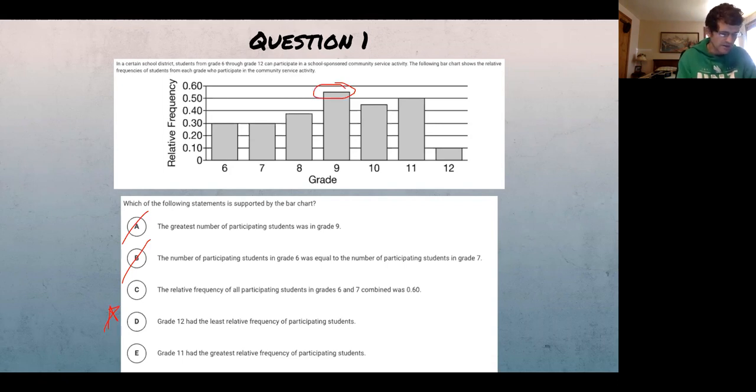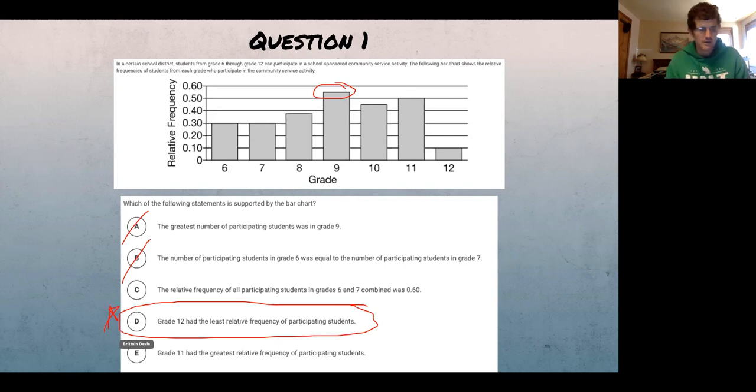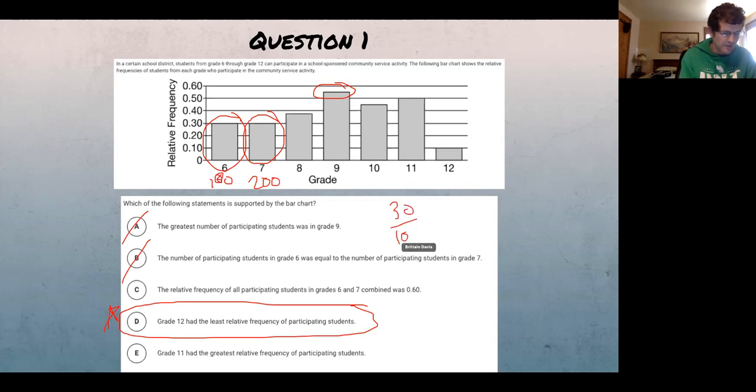And I want to go to C and show why that's not the case. So 30% of 6th graders participated, 30% of 7th graders participated, and you might already intuitively know what the combined relative frequency is. But if you don't, let's just imagine. Let's say there were 100 6th graders, and I'm going with simple numbers. There were 200 7th graders. 30% there is going to be 30 out of 100. 30% for the 7th graders would be 60 out of 200.